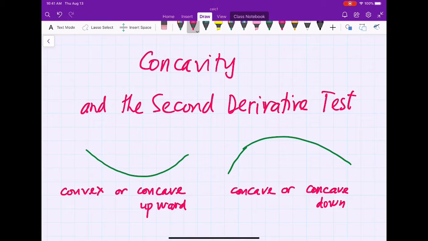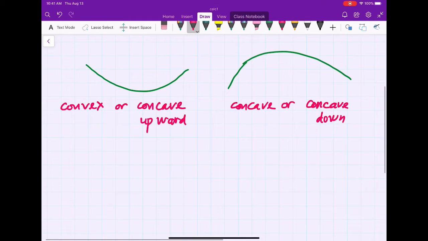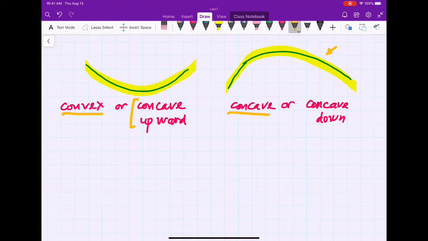Okay, look at this picture. We have very naive definitions, right? The graph of a function is called convex, or concave upward, if the graph looks like this. And the graph is concave, or concave down, if the graph looks like this. I only use convex and concave, but sometimes in the textbook they use concave upward or concave down.